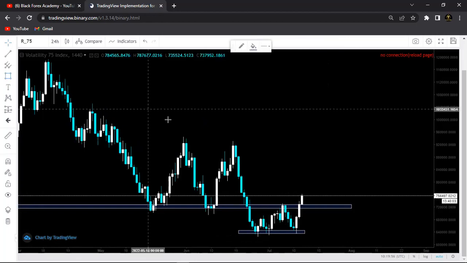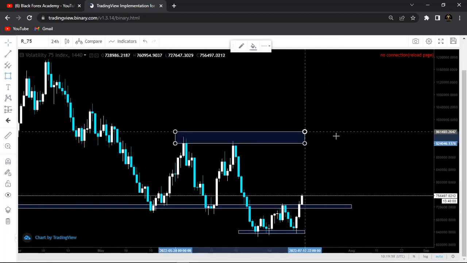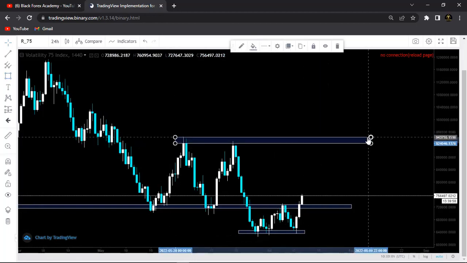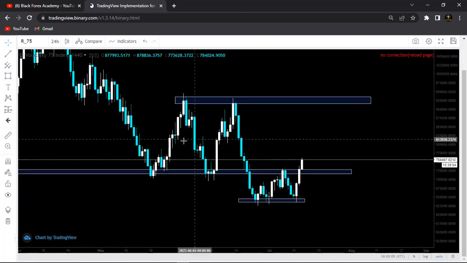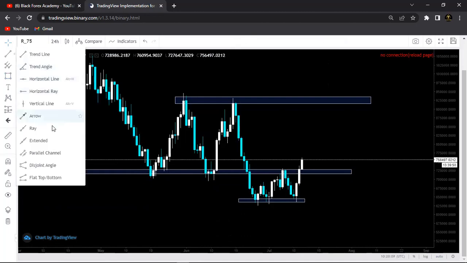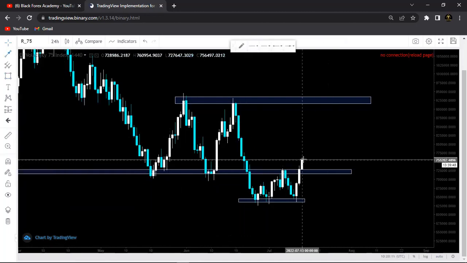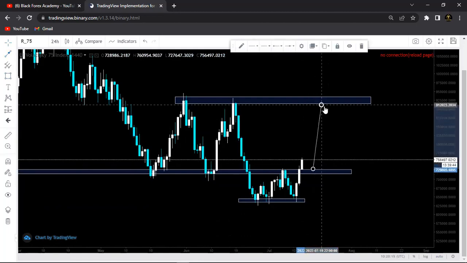So currently what I'm anticipating is for prices to keep on pushing until they reach this market structure here, because that's the most recent structure. I'll be expecting a retest here, by the way. After the retest, that's when we buy until prices reach here.